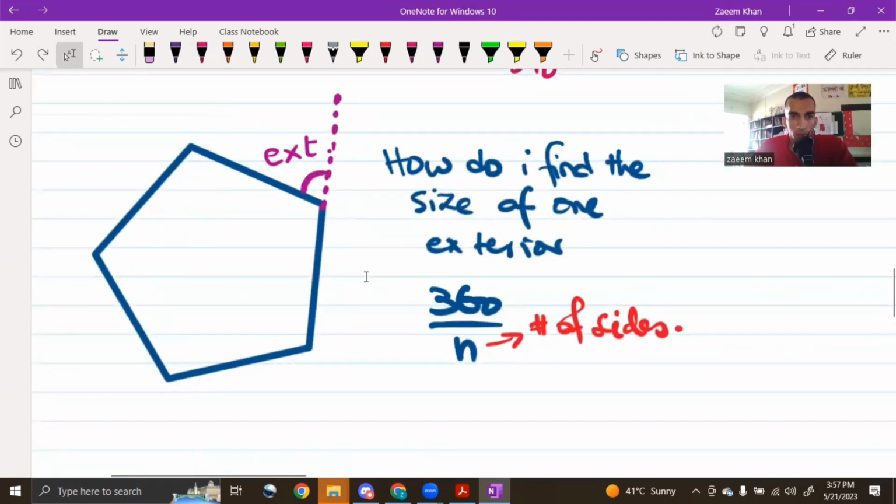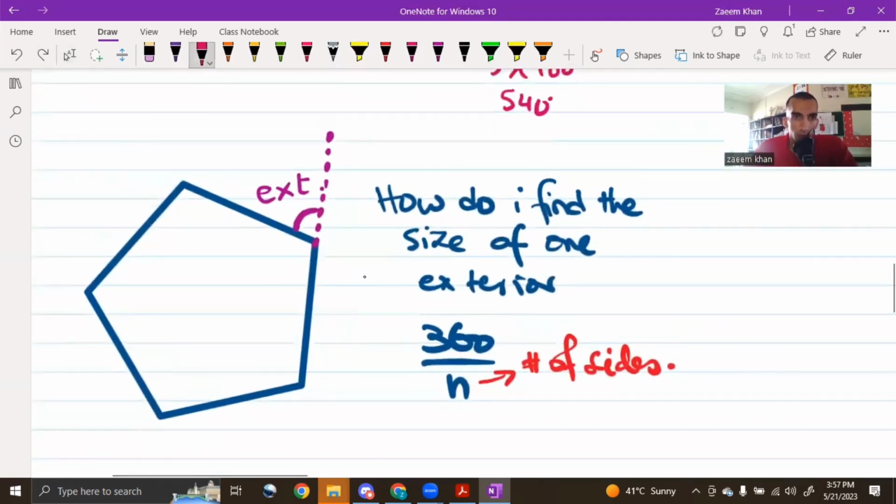One last rule to go. If you're taking a look at the screen right now, if I extend one of these sides like this, this is the interior angle. We're not discussing that anymore. The angle that forms outside is going to be called the exterior angle.